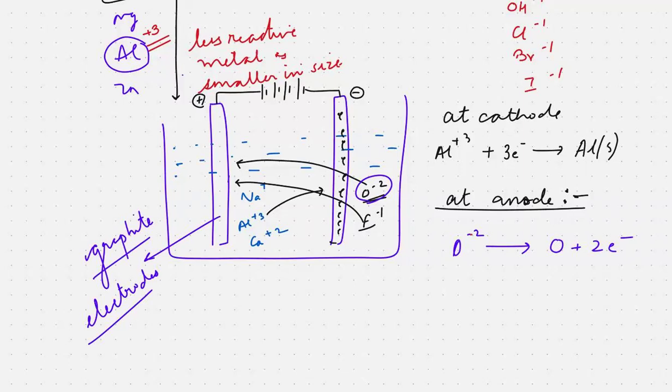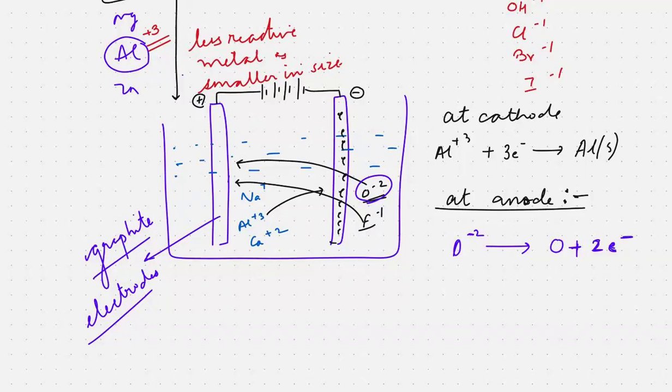Sometimes we also add barium fluoride to that. Why so? Because it maintains the density. I'll come to that point. So O minus 2 is there, and it gives me what? It gives me neutral O plus 2 electrons. Got the point?